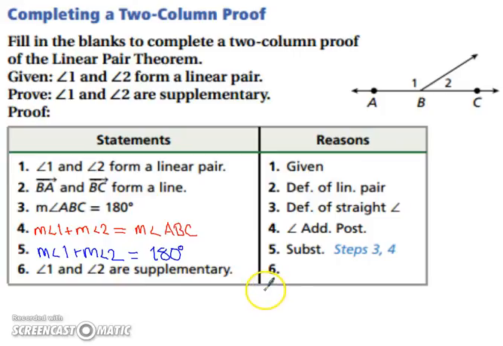Alright, so now we have angle 1 and angle 2 are supplementary. What is the line of reasoning for why we are allowed to state that? Well, angle 1 and angle 2, if you add them together, give you 180. Well, that means 1 and 2 have to be supplementary. So the definition of supplementary angles.